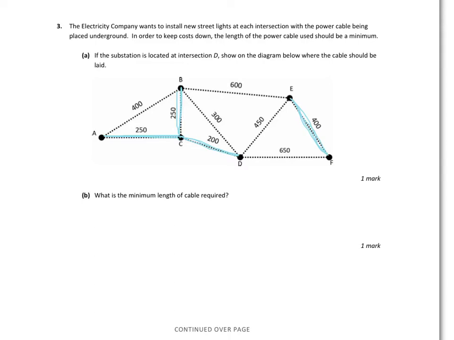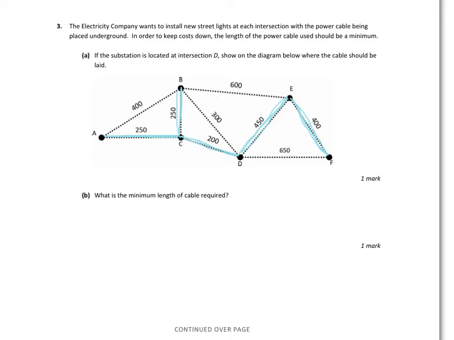The only connection I now need to make is this section at E and F into the rest of the graph. And so I look for the smallest edge that would enable that, and it's the edge between D and E, the 450. So there's my minimum spanning tree.